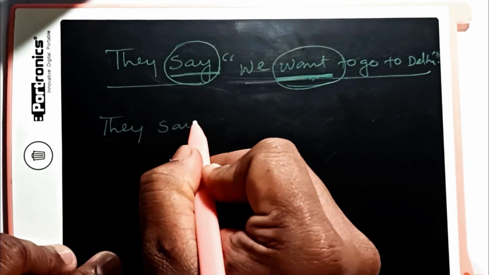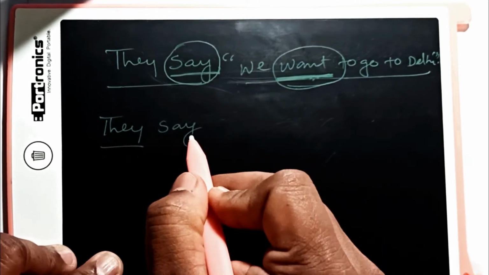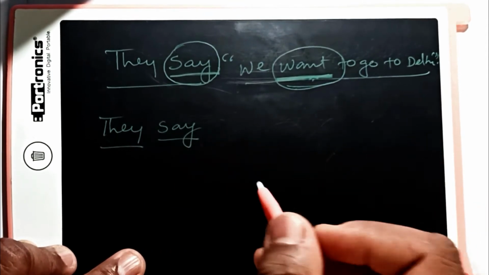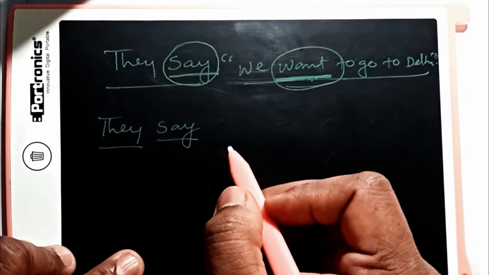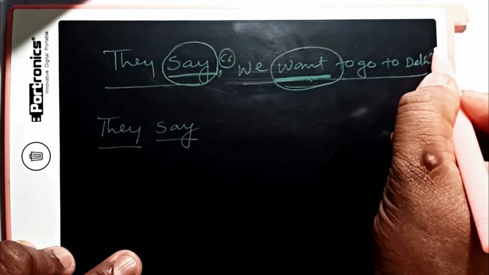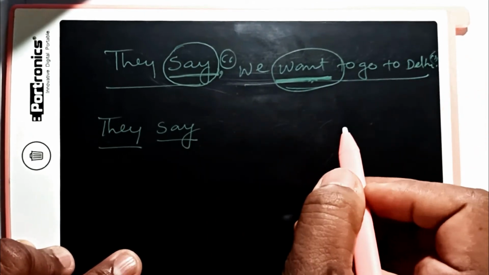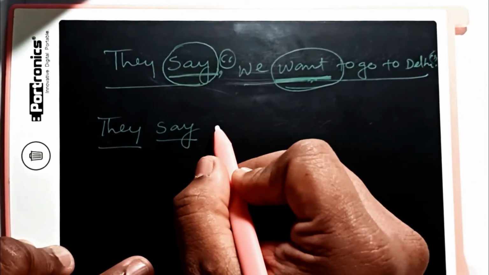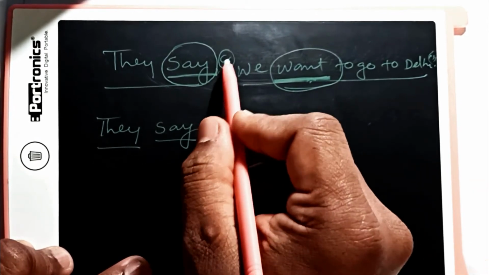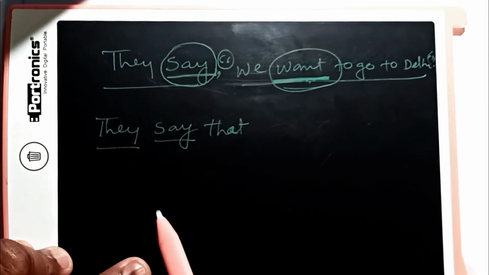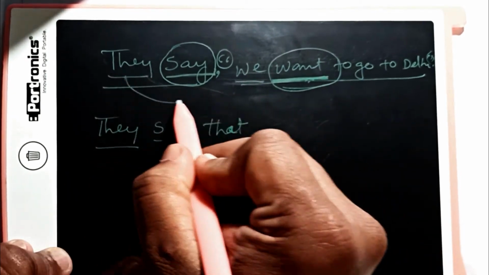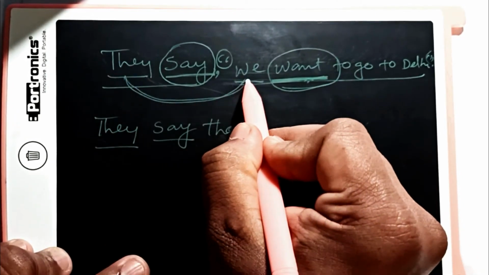They say, because this is plural, that's why we write say, no s or es form is used. Again, we have to consider one more thing. The comma that we have here and the inverted commas that we can see will go away, because we are going to introduce the conjunction that here in place of the comma and inverted commas. They say that. Now this we and this they are the same person here.